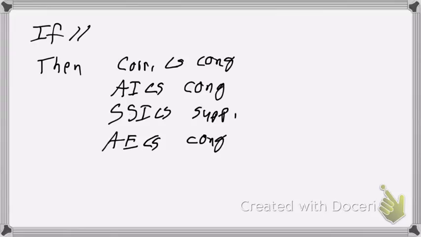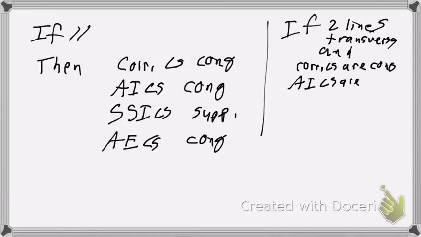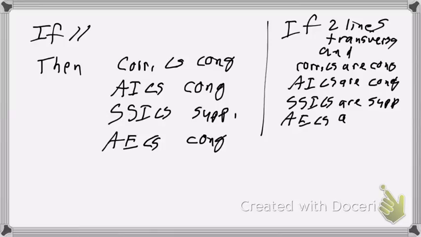So what we're doing in 3.2 is the converse. Now if you don't know what a converse is, go back and look at my intro to conditionals. So converse is we're switching the if and the then. So before where we said if two parallel lines are crossed by a transversal, then all these things follow. Now what we're going to say is if two lines are crossed by a transversal and corresponding angles are congruent, alternate interior angles are congruent, same side interior angles are supplementary, or alternate exterior angles are congruent, then the two lines are parallel.